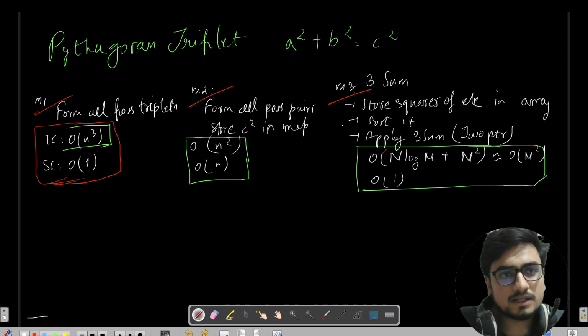Method 1 is very simple. We will just form all the possible triplets. So we will need a nested for loop running 3 times, so it is O of n cube.